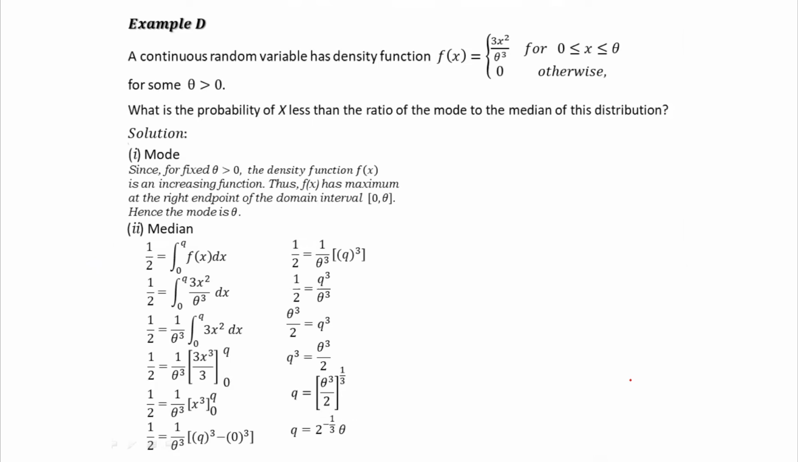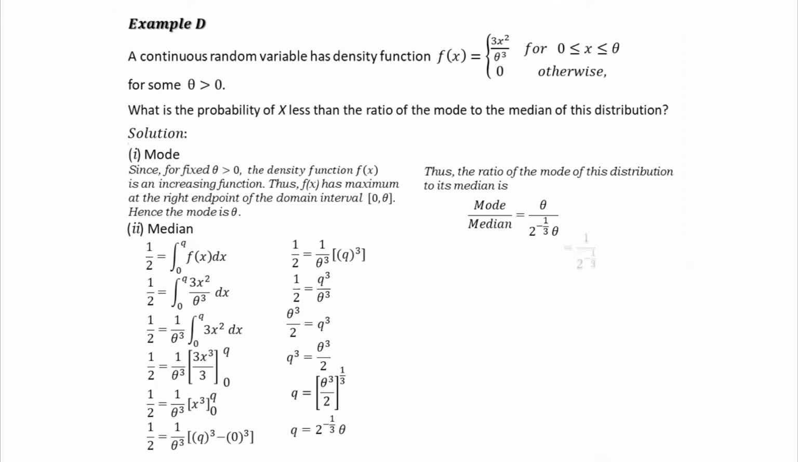and the denominator is also raised to the power of 1/3. And moving it upward, we have a negative exponent of negative 1/3. So therefore, our q is equal to 2 to the power negative 1/3 times theta. And this is the value of the random variable where we can find our median. Thus, the ratio of the mode of this distribution to its median is theta over 2 to the power negative 1/3 theta, because we have solved already our mode, which is theta, and we solve also our median, which is 2 to the power negative 1/3 theta.